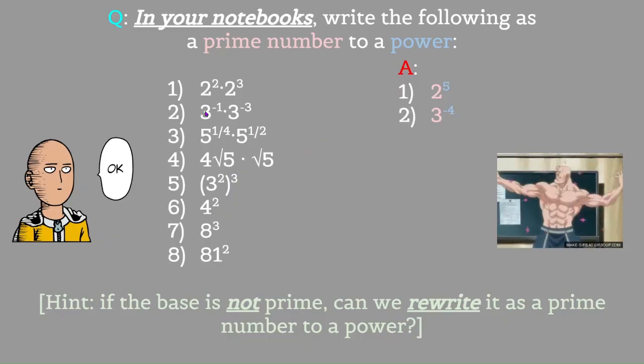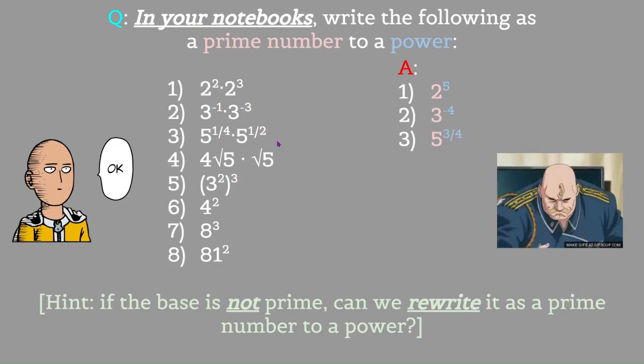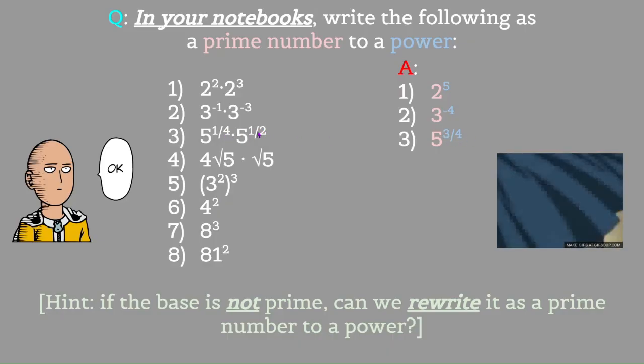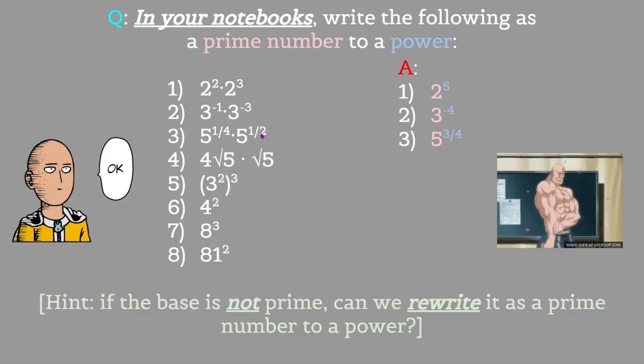The next one, these are both negative numbers, so when we add them together, they stay negative. It would be 3 to the power of negative 4. This one, we have two fractions, right? You add fractions. We need to make sure you know how to do that, right? 1/2 is also equal to 2/4. 2/4 plus 1/4 is 3/4, so we get 5 to the 3/4 power.